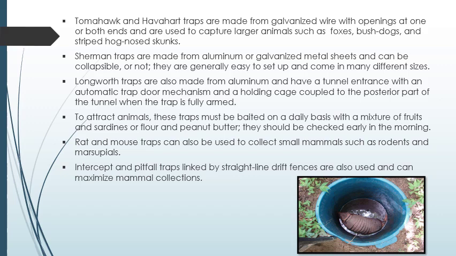To attract animals, these traps must be baited on a daily basis with a mixture of fruits and sardines or flour and peanut butter. They should be checked early in the morning. Rat and mouse traps can also be used to collect small mammals. Intercept and pitfall traps linked by straight line drift fences are also used and can maximize mammal collection.